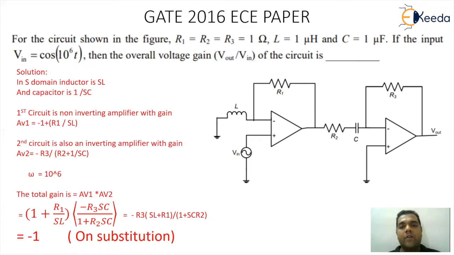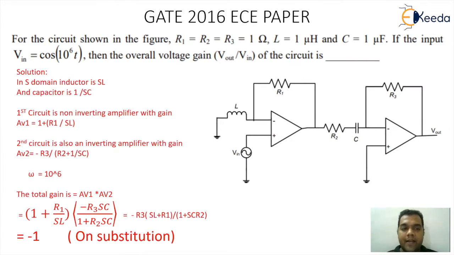So here it will be 1 plus R1 by SL. The value of AV1 is 1 plus RF by R1, but instead of RF we have the R1 resistor, and instead of R1 we have an inductor. So the gain equation for the non-inverting circuitry will have the value 1 plus R1 by SL.